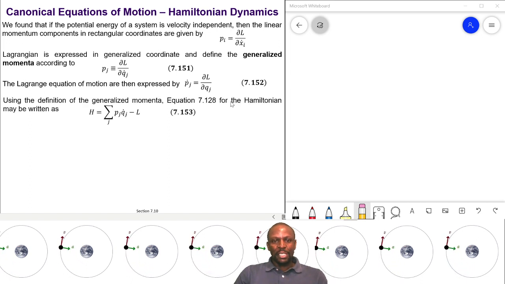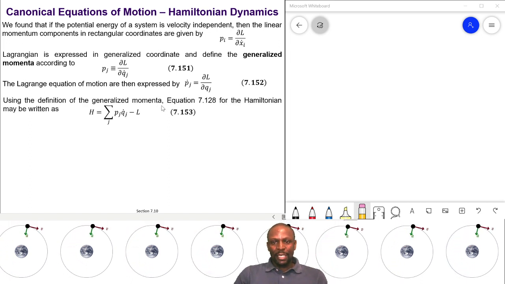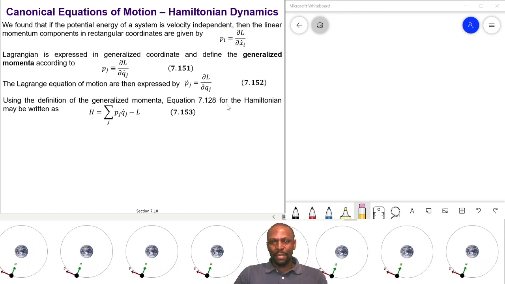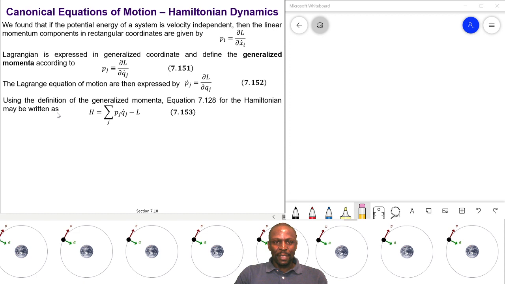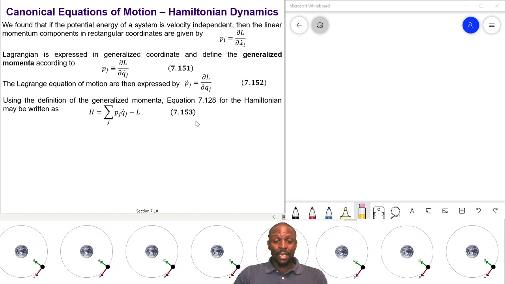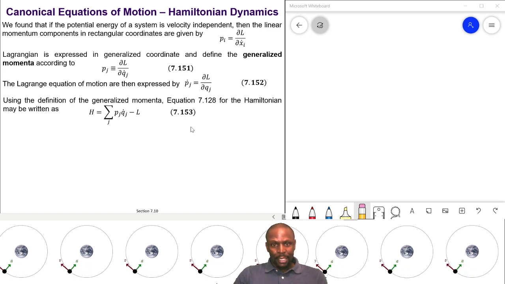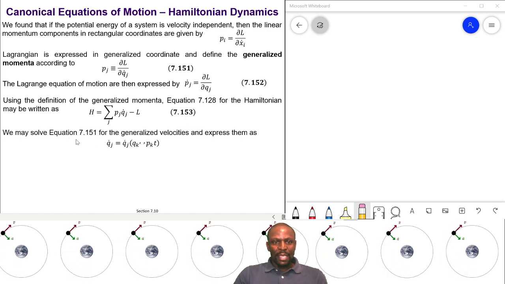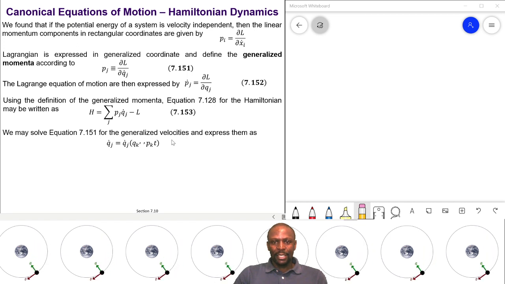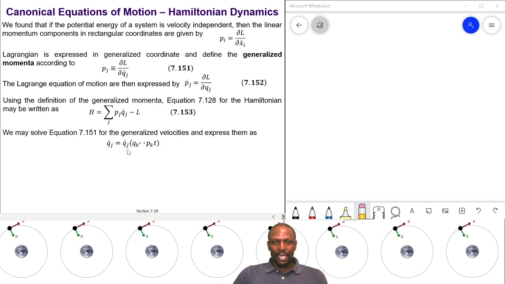Now, using the definition of the generalized momenta, equation 7.128, the Hamiltonian may be written in terms of this equation. And then we will do an example so that this can make sense to you. We may solve equation 7.51 for the generalized velocities and express them as this.